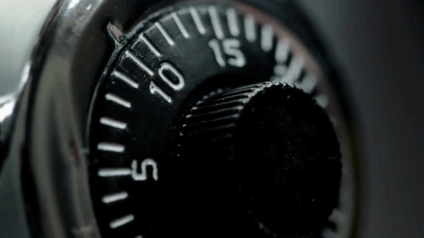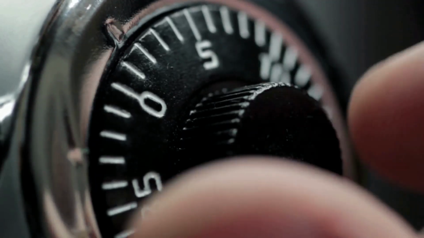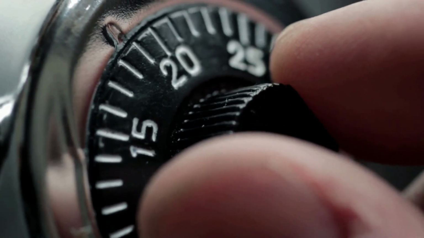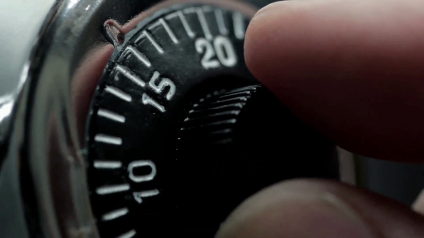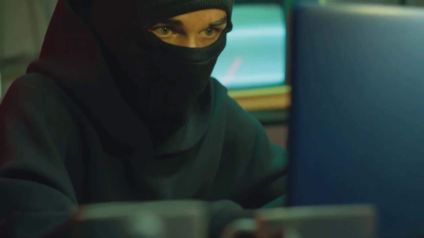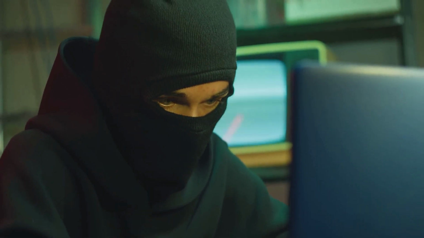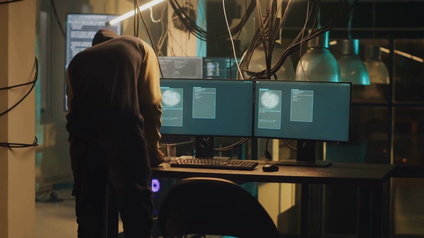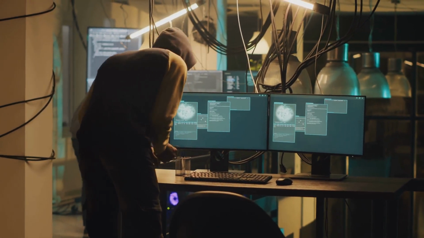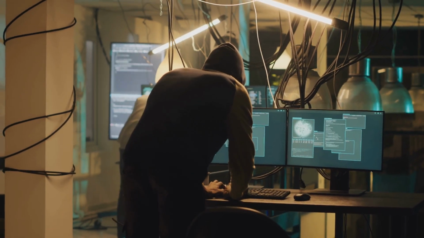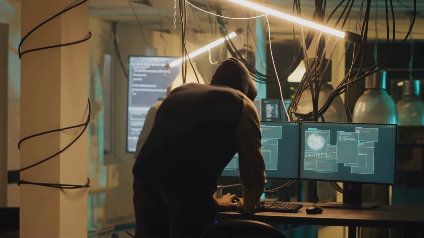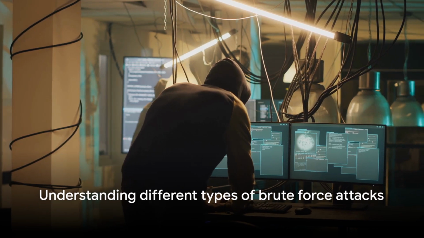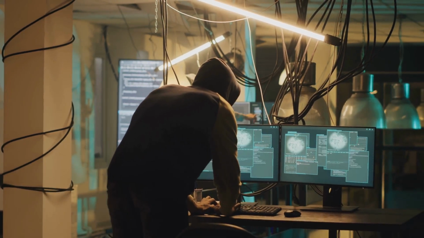Next, we have hybrid brute force attacks, a combination of the first two. This type uses common passwords with added numbers or symbols. Reverse brute force attacks flip the script, where the attackers have a password and try it on multiple usernames. Lastly, there's credential stuffing. In these attacks, cybercriminals use stolen usernames and passwords from one breach to gain unauthorized access to other accounts. Understanding these types of attacks can help you better protect your digital information.